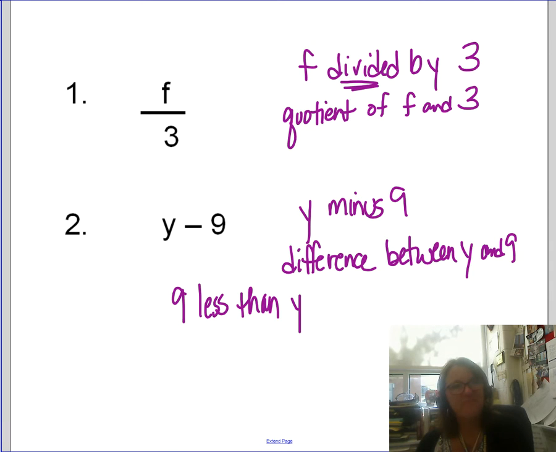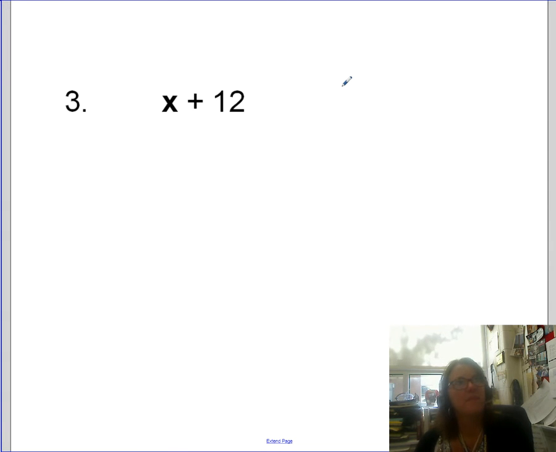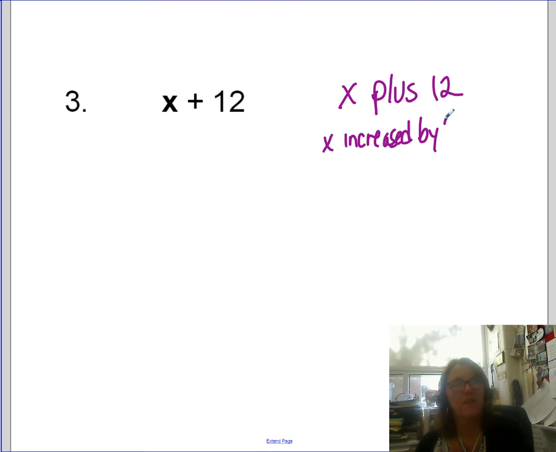Okay? Here's another one. X plus 12. First one's easy. Then you could say X increased by 12. The sum of X and 12. 12 more than X. 12 greater than X. The total of X and 12. Lots of possibilities. Use those words we've started to generate in your list. All right?